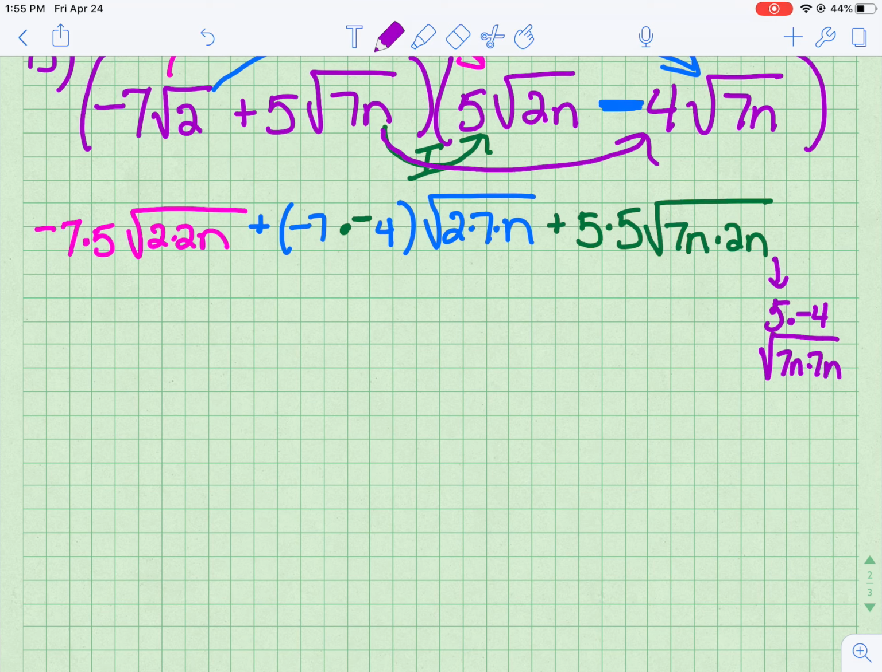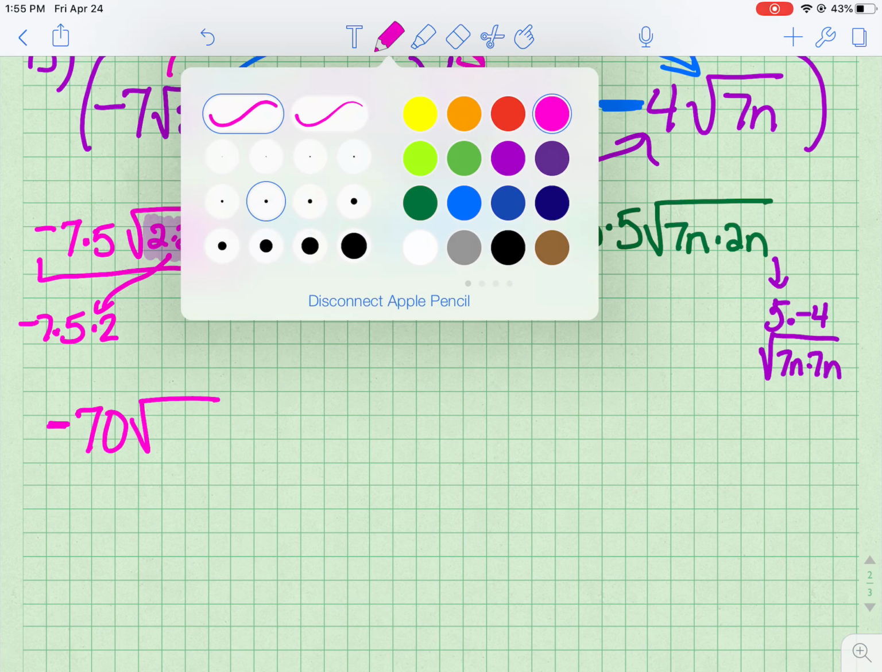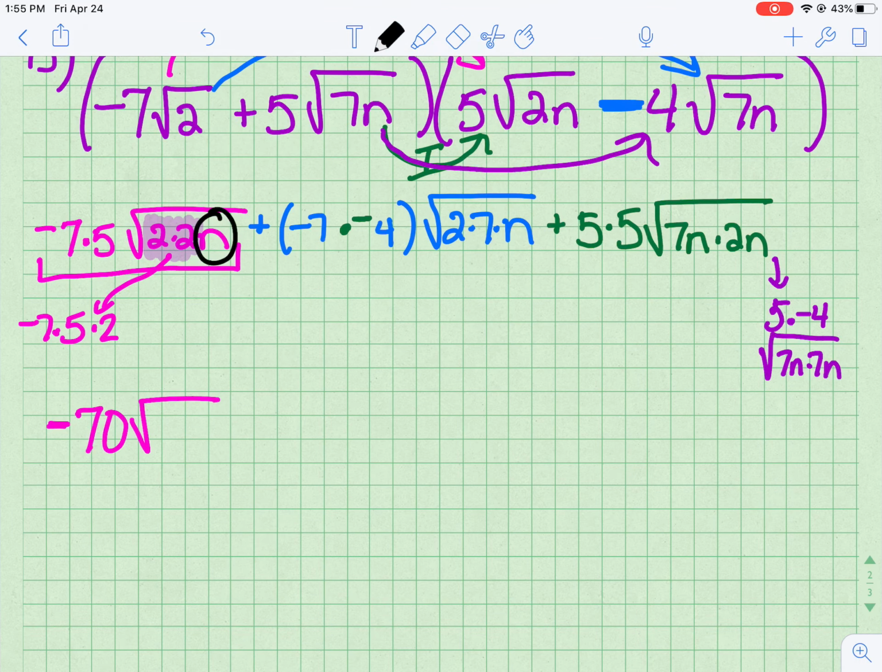Okay? So let's go back to that first term, the pink term. And we have a 7 times 5. And we can bring out a 2 because these two can escape. And so then we have -7 times 5 times 2. So that's -70. And n was left behind. So that's my first term. You okay so far?